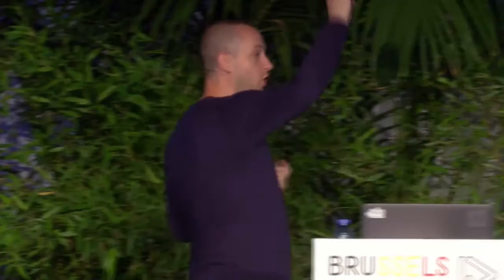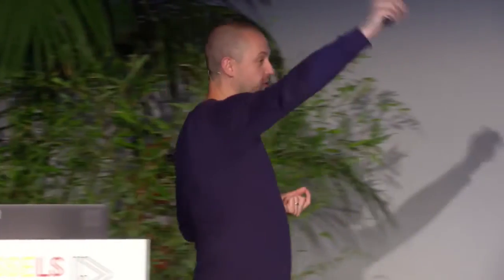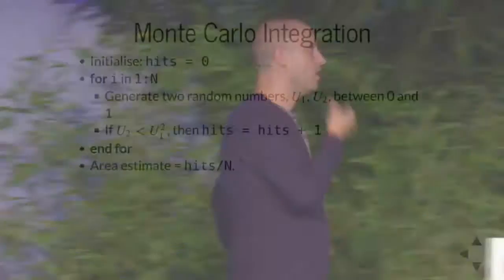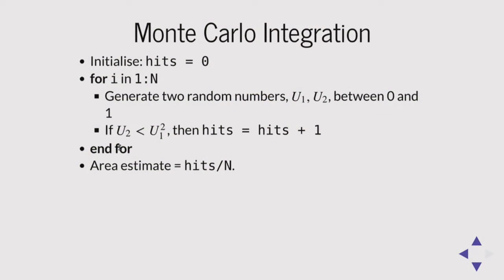So it turns out that whatever the line is, here we've got a nice x squared, if we just throw lots and lots of darts, count the ones that fall below, we can estimate the area under the curve. So it's quite nice. This is the algorithm, and this tends to be the way that algorithms are written in scientific papers. We've got initialize hits as 0, and then for i in 1 to N. So we're going to throw N darts, capital N darts. We might throw 100 or 1,000 or 1,000,000.